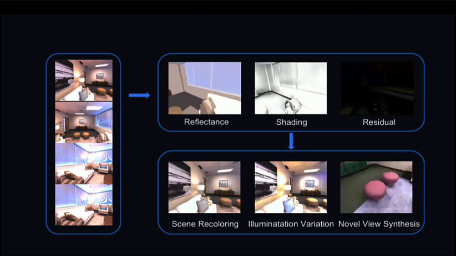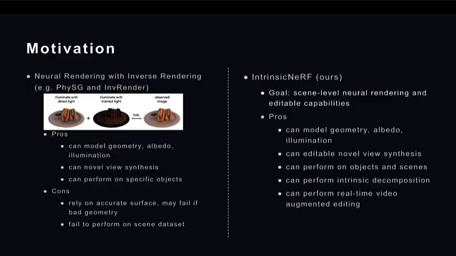view synthesis. Neural rendering methods with inverse rendering can model the geometry, albedo, and illumination of some objects, but they rely on accurate surface modeling. It may fail with bad geometry. The goal of IntrinsicNeRF is to empower scene-level neural rendering while maintaining such editable capabilities.